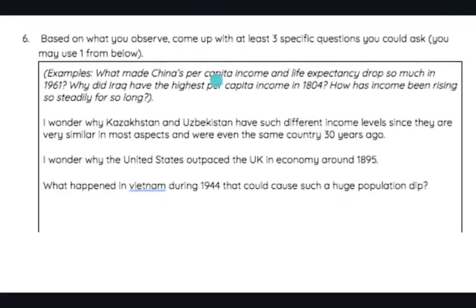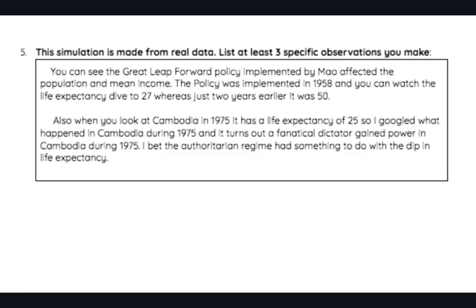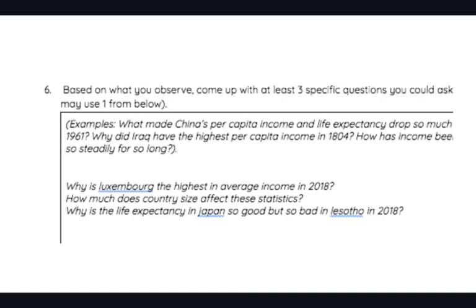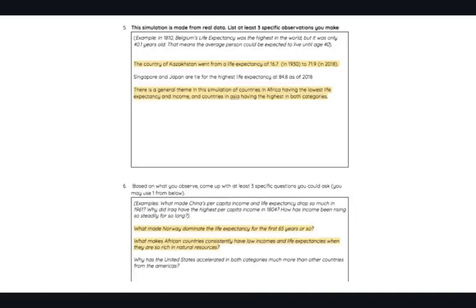And so you can see students wondering about what happened in Vietnam in 1944. Kazakhstan and Uzbekistan were the same country 30 years ago, but then they split. They're geographically similar, but why do they have such different income levels? And you see evidence of that curiosity. This student was really curious about Cambodia, why its life expectancy crashed so much in the 1970s. You see students wondering about what's going on in Lesotho. The student probably didn't even know that Lesotho was a separate country within the geographic confines of South Africa. So just a lot of curiosity here.